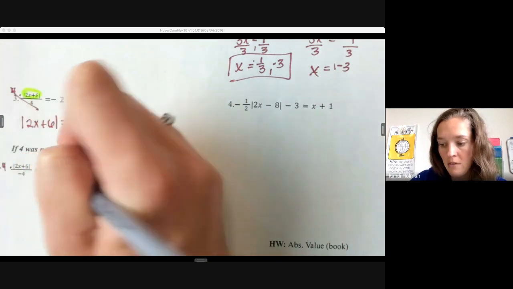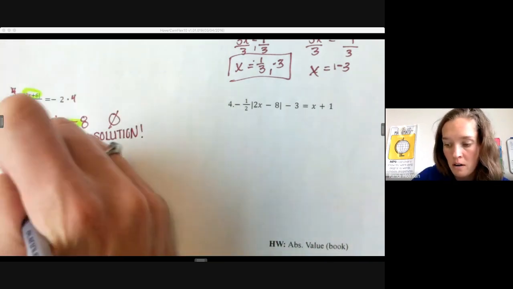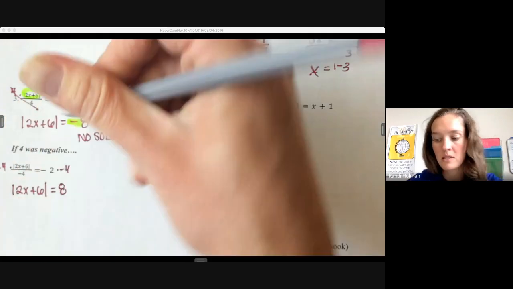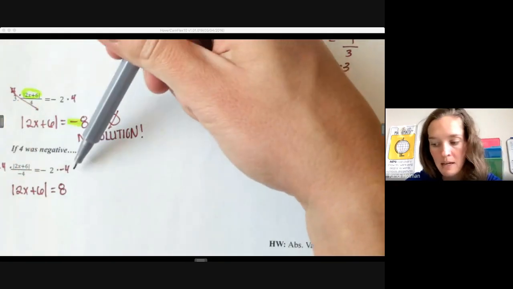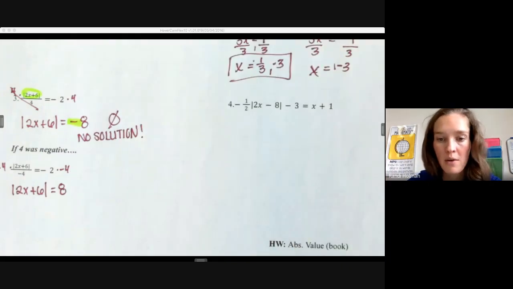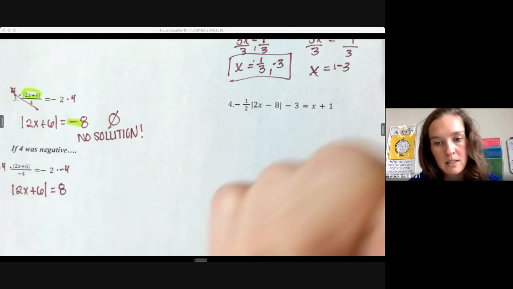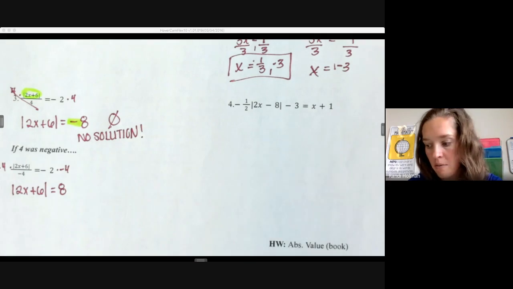Okay, if that 4 was negative, then we wouldn't have that issue, because when we get our absolute value by itself, negative 2 times negative 4 is positive 8. So even though we started with a negative here, we multiplied by a negative, got to a positive. So we're okay. We could write our 2 equations, 2x plus 6 equals 8, and 2x plus 6 equals negative 8, and continue to solve from there.